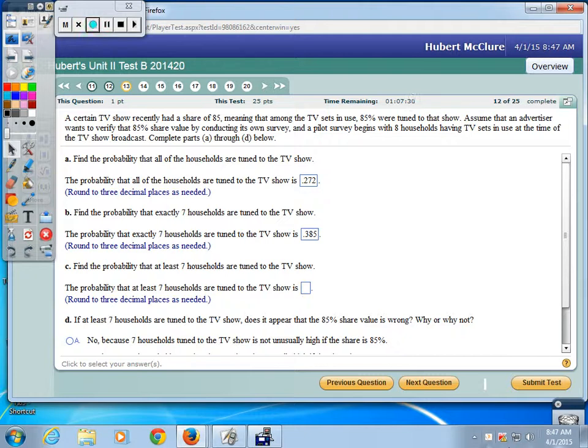The probability that at least 7 households are tuned. What are you going to do? You going to add up all 7? Or are you going to add up 7, 8, 9? What does at least 7 mean? That's the lowest number. So you're going to add up what? 7 and 8. Okay, I'm sorry for that.